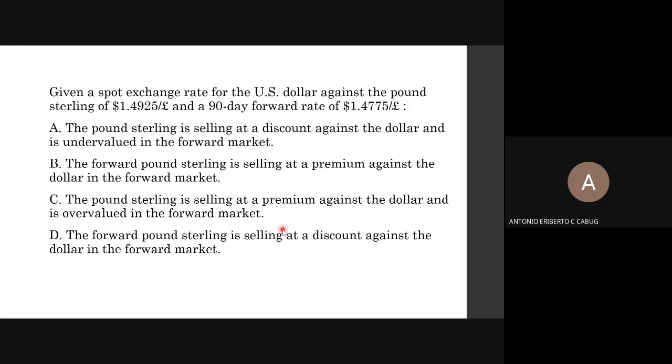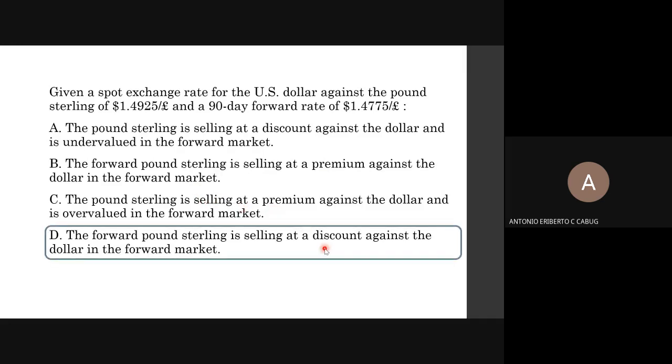So, sino ang bida dito? Ang bida ay pound, no? Per pound ang pinag-uusapan, bida natin dito yung pound. In the spot market, it's valued at 1.4925 each pound. In the forward market, it's 1.4775 for each pound. Yung forward rate mas mababa kesa sa spot rate. We can say therefore that the forward pound sterling is selling at a discount.